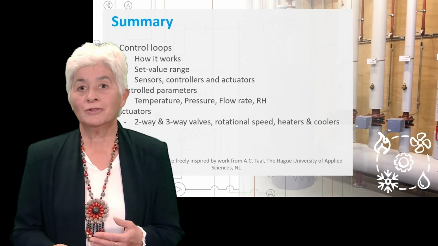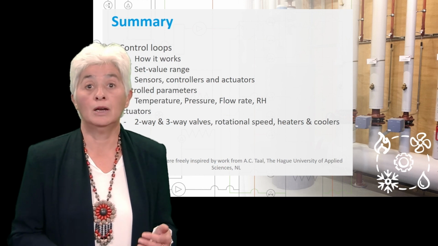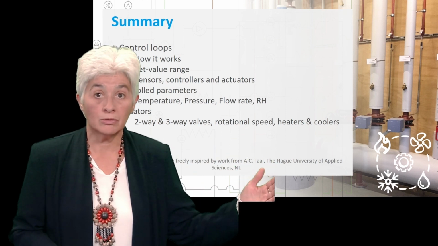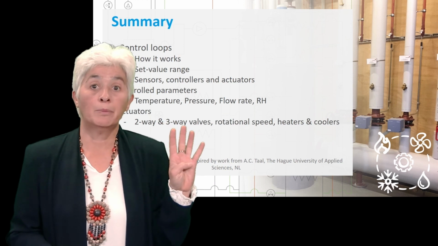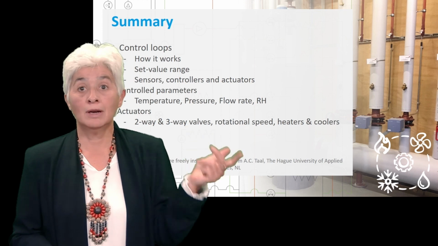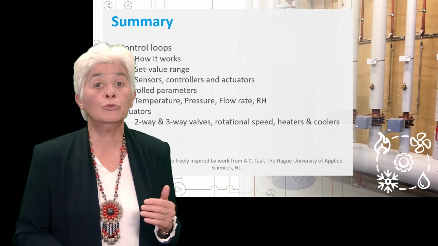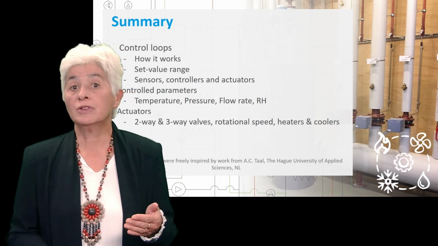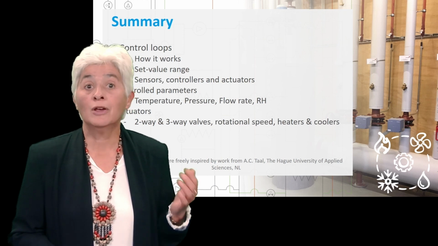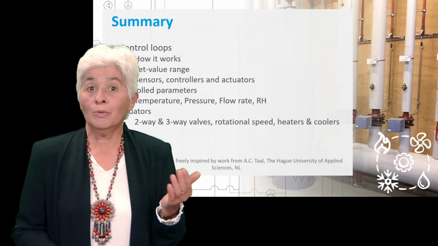In this lecture, we studied the working of a control loop and saw the importance of using a range for the set value. We saw that in a control loop there are sensors, controllers and actuators. In general, only 4 different types of parameters need to be controlled: pressure, flow rate, temperature and relative humidity. For each of these parameters, we described which actuators can be used to control them and which actions the actuators can undertake. In the end, with only 2-way valves, 3-way valves, rotational speed and heaters and coolers, we can come a far end.